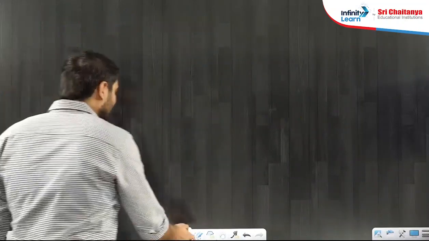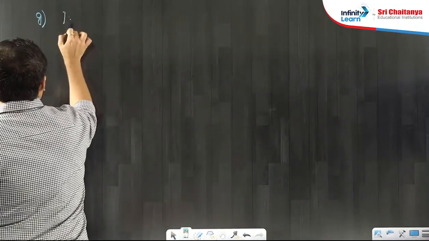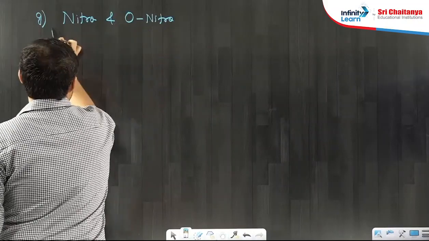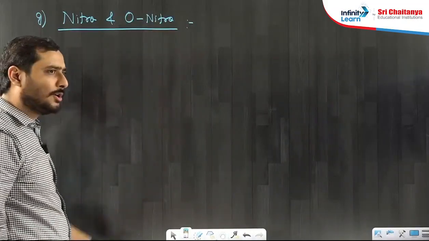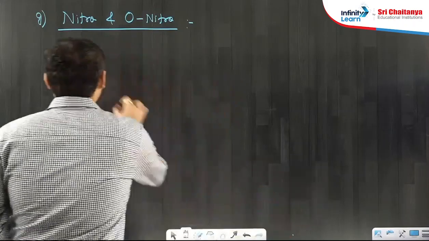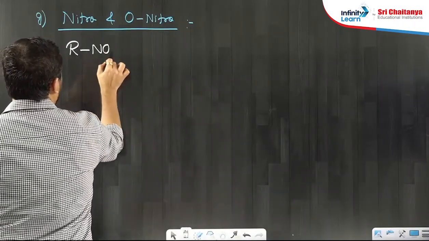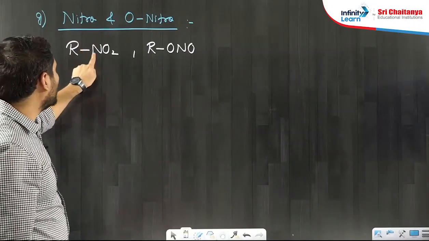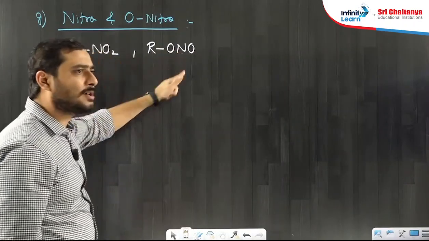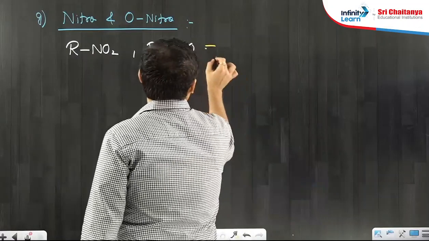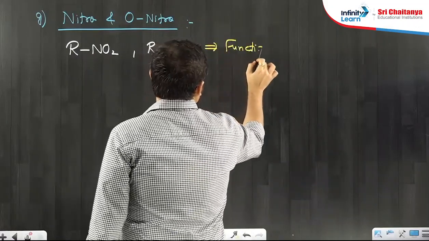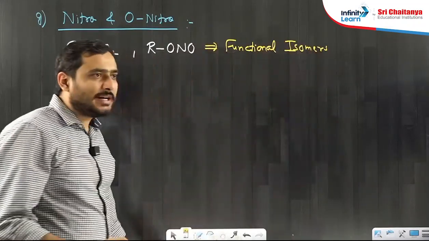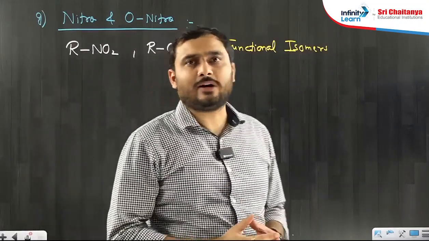Now if we move to the next part, nitro and O-nitro. Or nitrito, sometimes it is written O-nitrito or O-nitro. So what is nitro? RNO2. And what is O-nitro? RONO. Only the bonding is different. Here the alkyl group is bonded with nitrogen. Here the alkyl group is bonded with oxygen. So they are also considered as which type of isomer? Functional isomers. So these are different pairs of functional groups which show functional isomers.